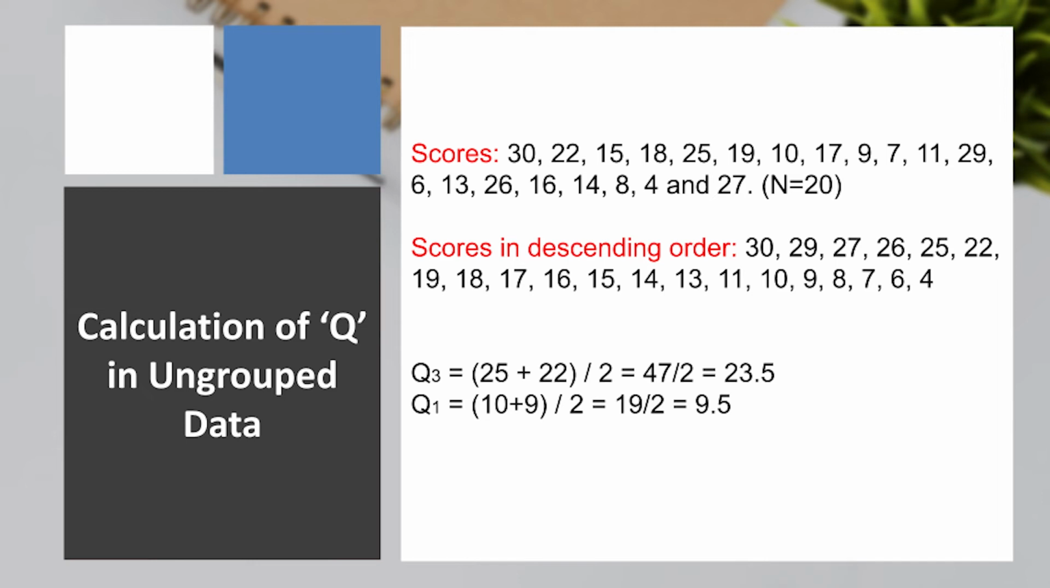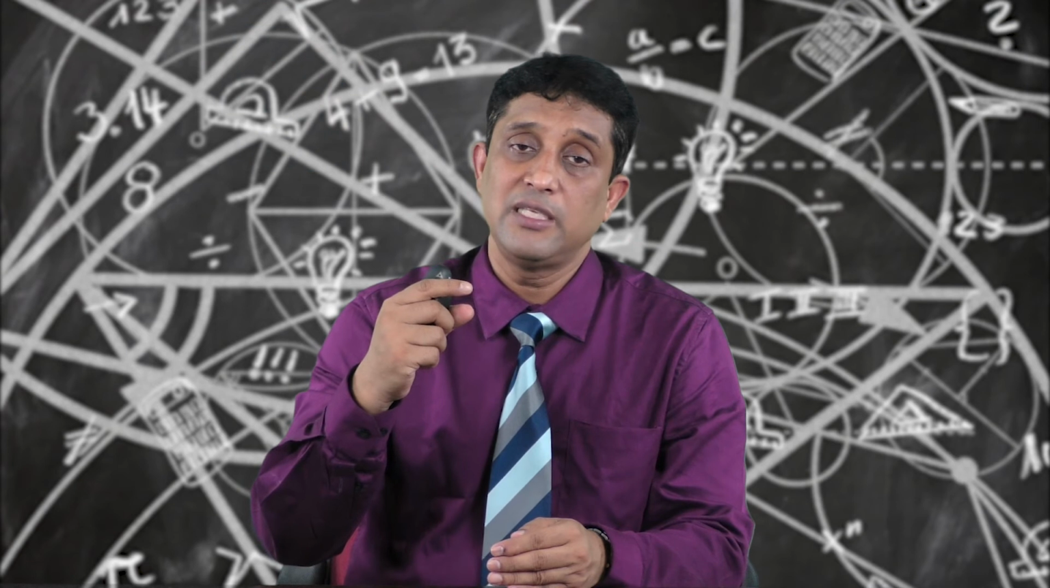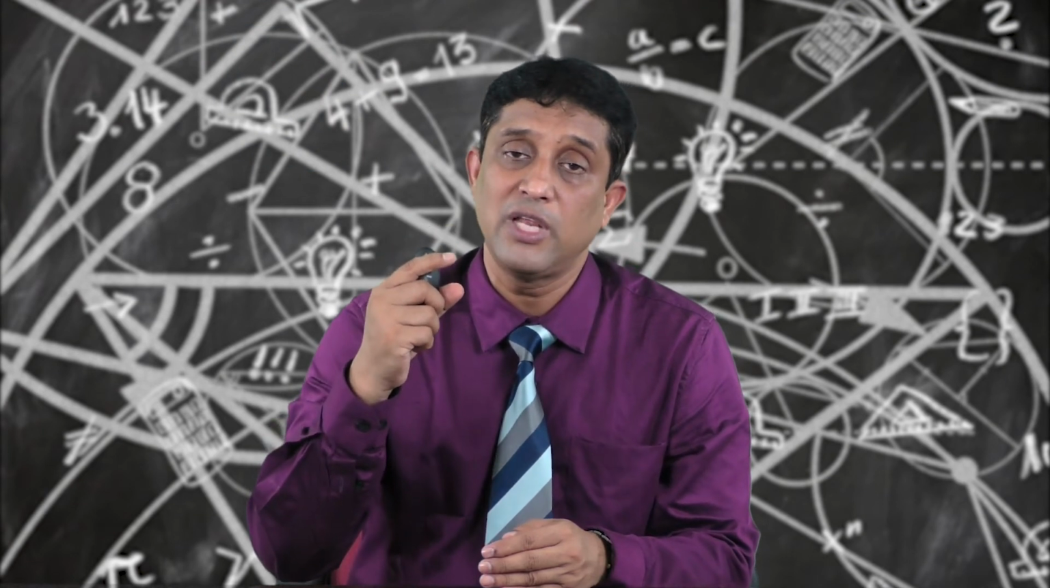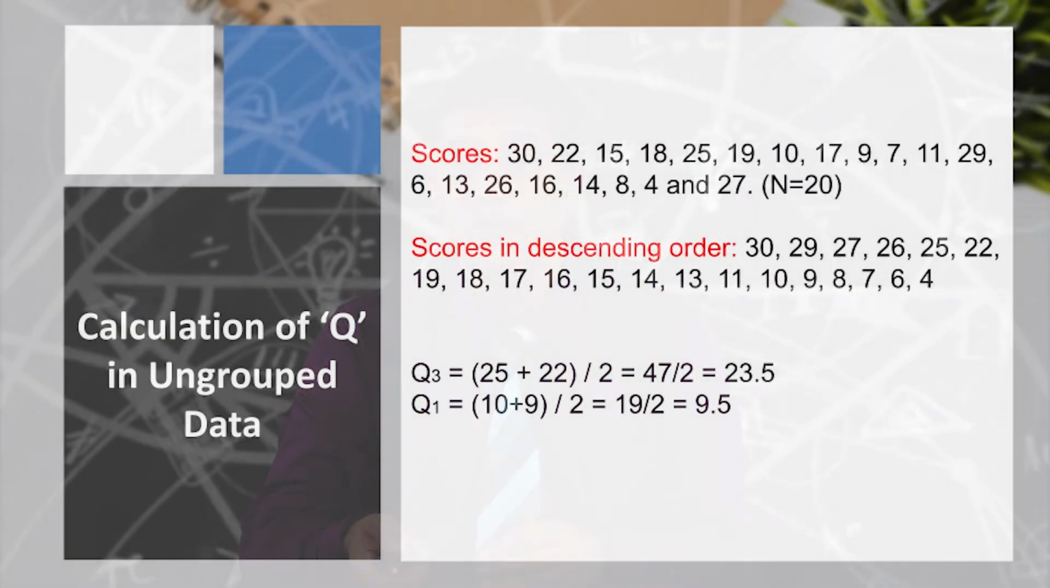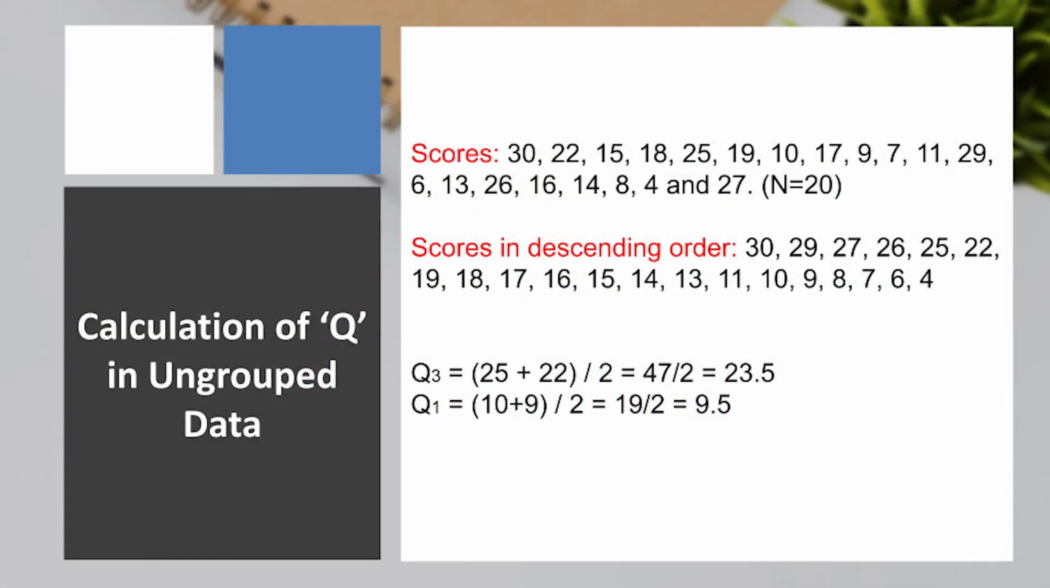Then again, Q1 is a point below which 25% of the cases lie, and 25% of the total n, 20, is here 5. So now count 5 from the bottom: 1, 2, 3, 4, 5.